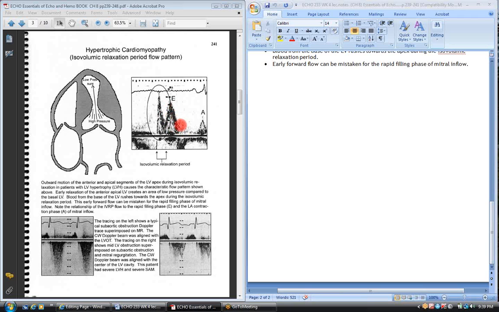This middle one is your E. This is the rush of blood being sucked into the heart because of hypertrophic cardiomyopathy and this isovolumic relaxation period flow. So when the heart relaxes, it sucks this little bit of blood in, then you get your E, then you get your A. So don't mistake this tall one for the E.